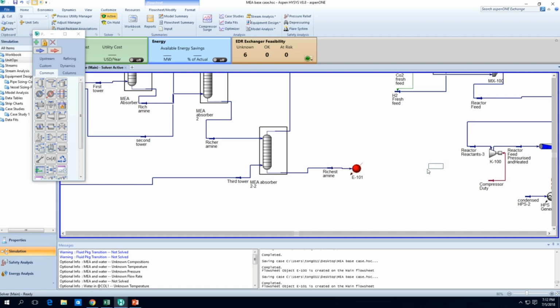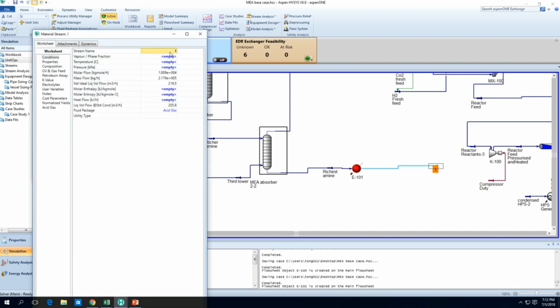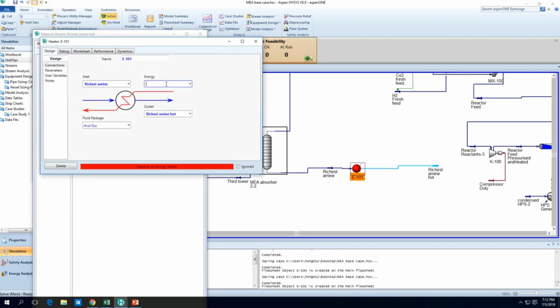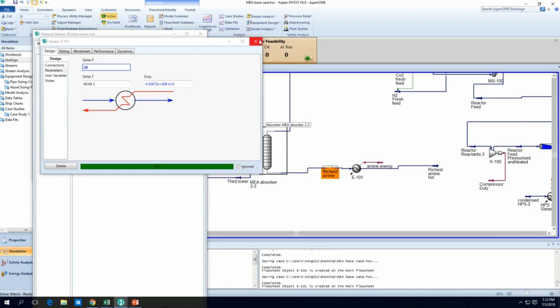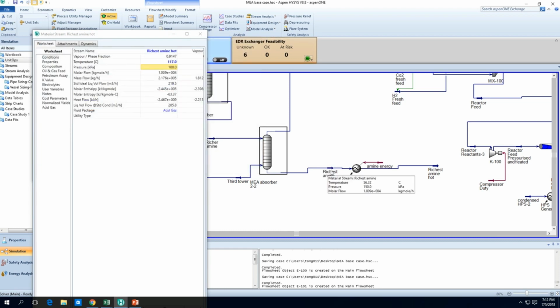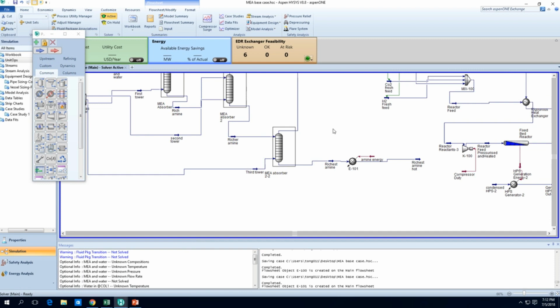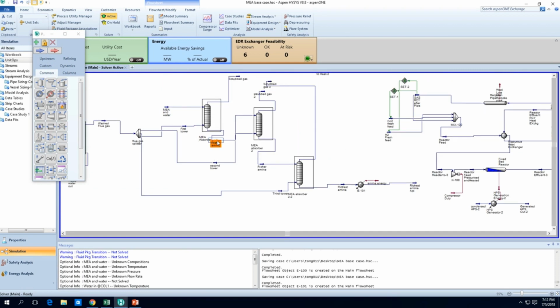We're going to heat it up to 117, richest amine hot. We put the temperature at 117 in order to prevent degradation. We want to keep it below 120 usually. So, amine energy. For delta P, we'll give it 50 kilopascals, because that's actually not too much. Let's just tidy up.